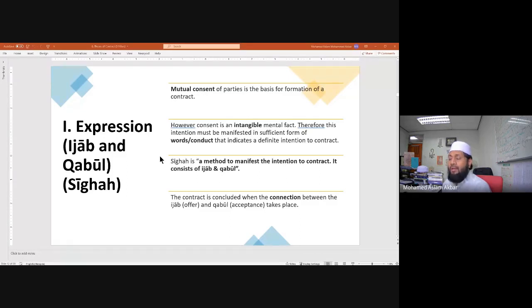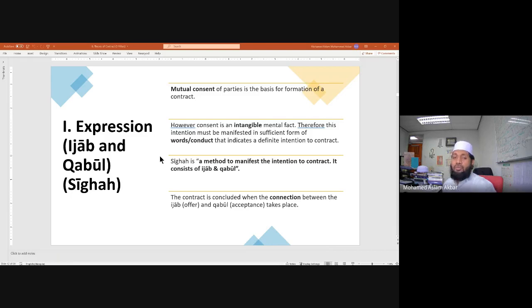So that's the reason why you are using the words. Sometimes you are using the conduct, the conduct that indicates a definite intention to contract. So what is the definition of shigha? A shigha is a method to manifest the intention to contract. A method to show that you really want to sell something. It is the method that you are expressing your intention that you want to sell something or you want to buy something. This is what we call shigha.